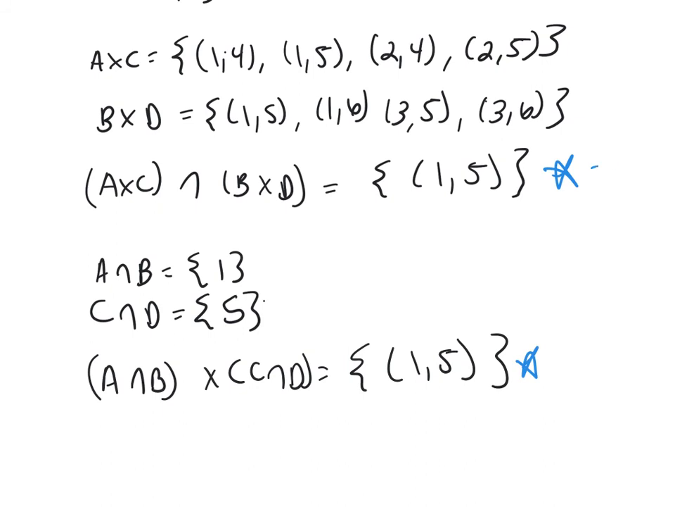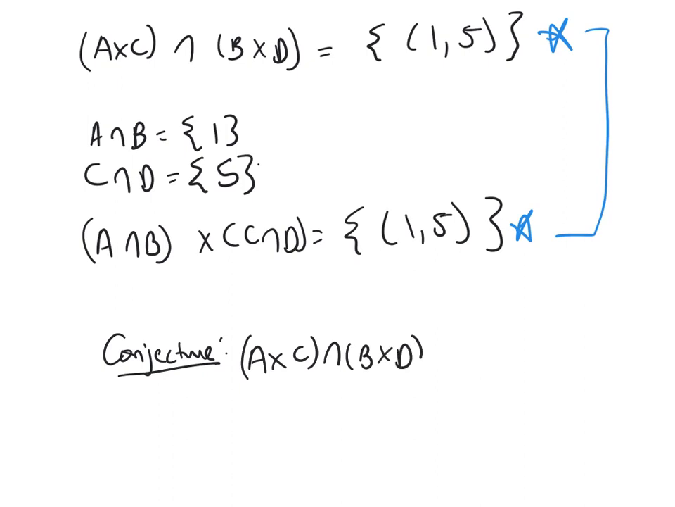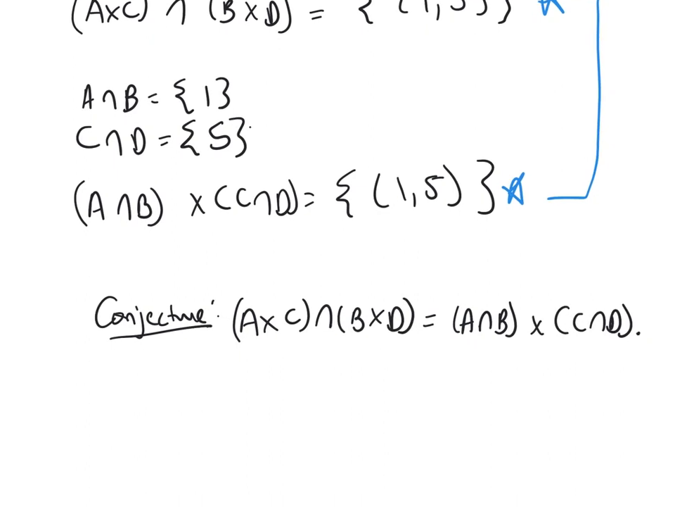And so again, if I compare these two sets, it looks like they're equal. So my conjecture will be that these two sets, A cross C intersect B cross D, is equal to A intersect B cross C intersect D. So in our next two videos, we're going to prove this conjecture is true.